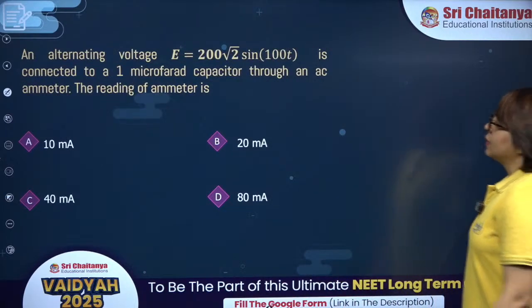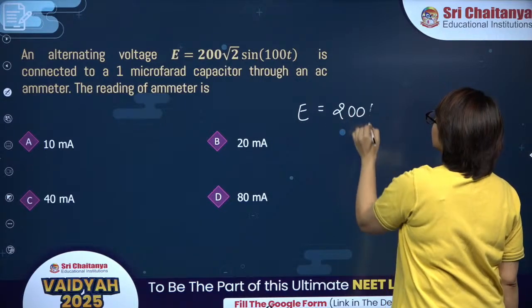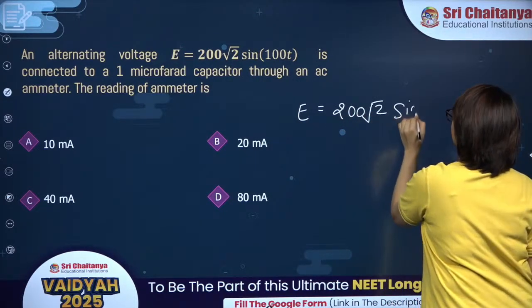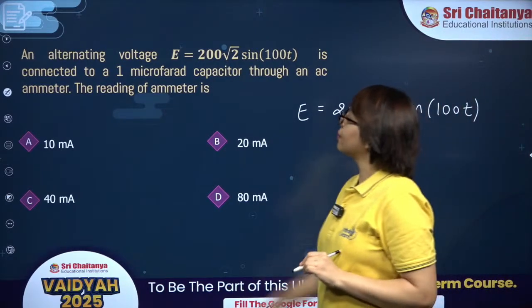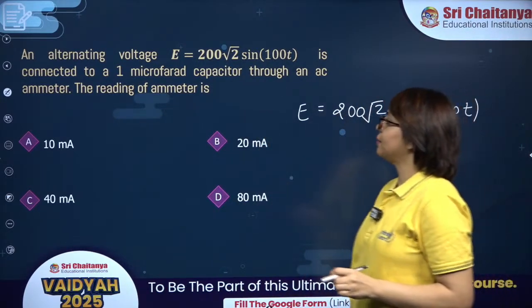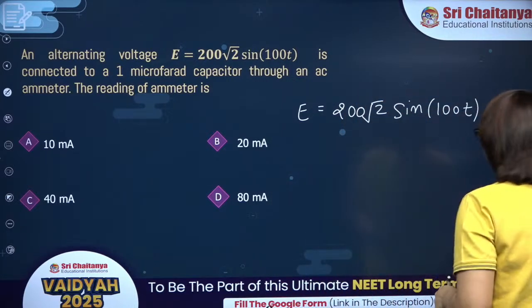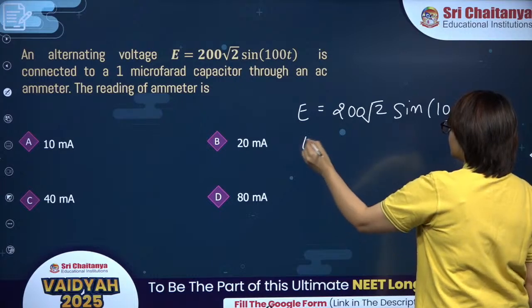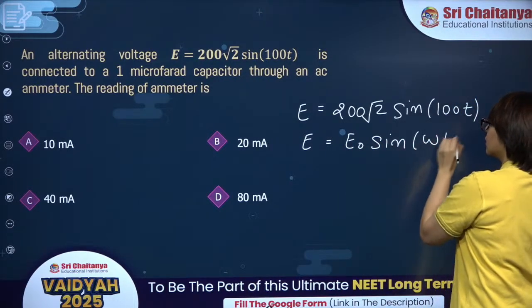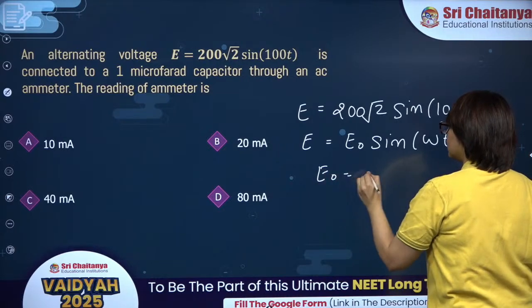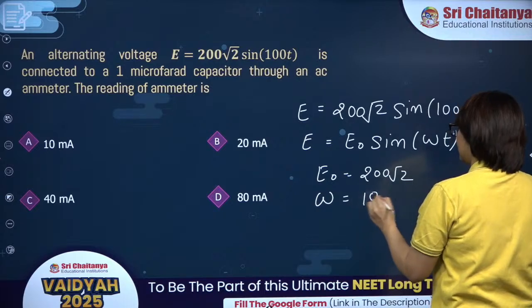Chaliye, next is this one. An alternating voltage equal to 200 root 2 sine 100 t is connected to 1 microfarad capacitor through an AC ammeter. The reading of ammeter will be, well done, you have to find the reading of ammeter. So you can compare this with the standard equation. E naught is 200 root 2 and omega is 100.